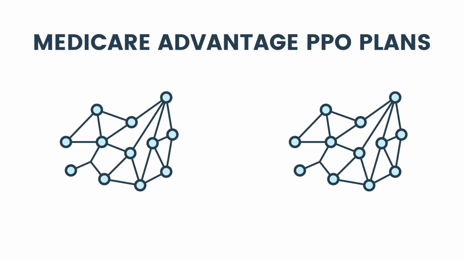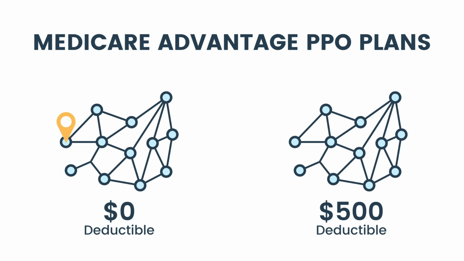But we don't see it all that often when you're using the plan's in-network providers. What's more common is to see there be a deductible charged only if you use out-of-network providers. So for example, you could sign up for a Medicare PPO that has a zero deductible when you treat in the network, but a $500 deductible for out-of-network services.